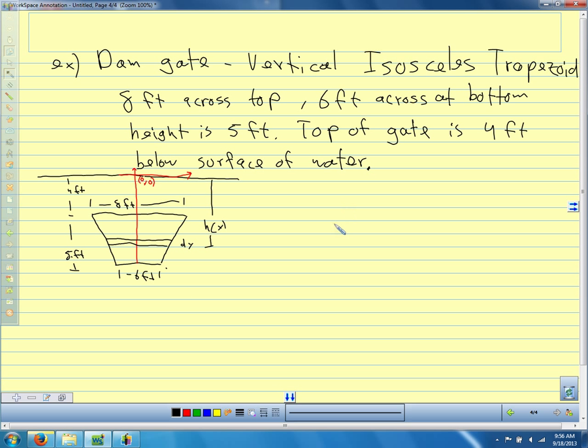So for this situation, what is h of y going to be? We want our depth to be positive. If this is 0, 0, how far below the surface is this? Y. But here, below the surface, y is negative. We want our depth to be positive. So h of y is going to be negative y. So for example here, let's say I'm 7 feet below the surface of the water. Y would be negative 7, but I want my depth to be positive. So h of y is going to be negative y.